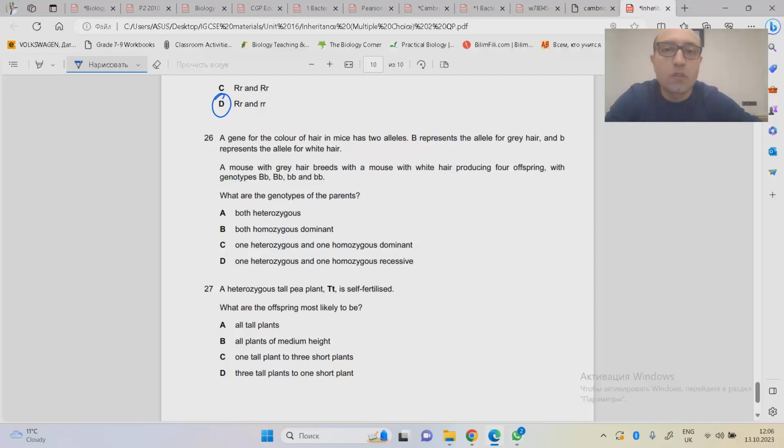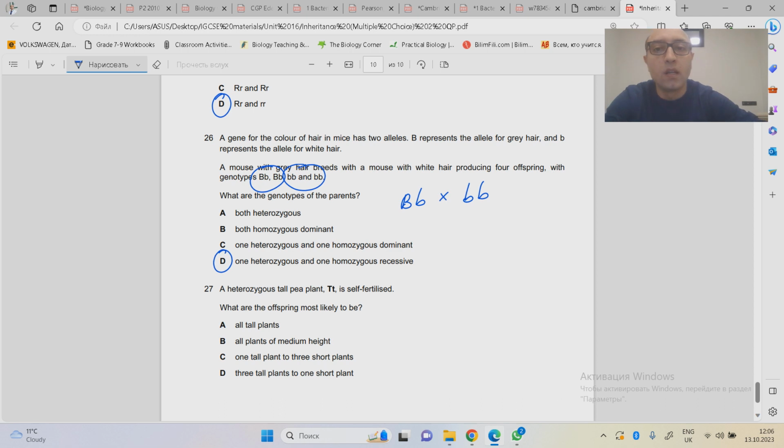26. A gene for color of hair in mice has 2 alleles, representing gray and white. A mouse with gray hair breeds with a mouse with white hair, and they are creating offspring with these genotypes. Of course, from here we can understand that one parent is capital B small b, another parent is small b small b. In here there will be a 1-to-1 ratio. So one parent is heterozygous, another one is homozygous recessive.